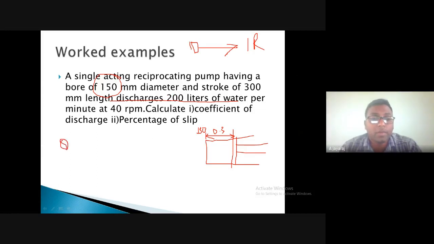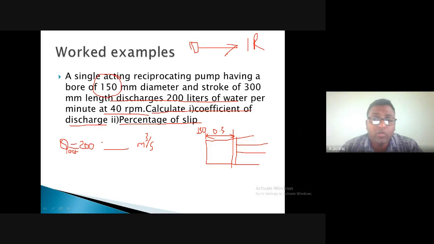When the problem talks about the discharge, it is nothing but Q actual, the actual discharge. The theoretical discharge we have to find out. Q actual is equal to 200 liters of water per minute. We have to convert 200 liters per minute into meter cubes per second, hence divided by 1000 and by 60. The pump is discharging 200 liters of water per minute at 40 rpm. The speed of the pump is given. We have to calculate the coefficient of discharge CD and the percentage of slip.